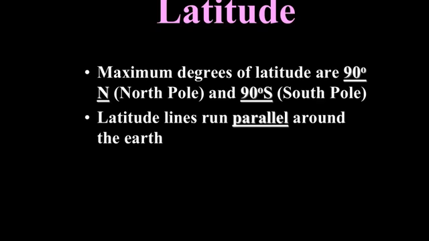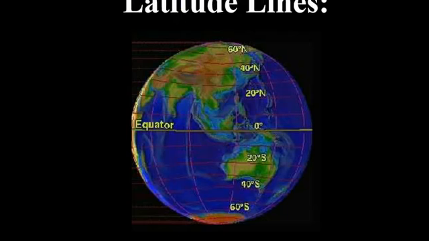Latitude lines run parallel around the Earth, which means, if you remember from your math skills, parallel lines never touch. So these lines of latitude never touch. And if you see here in this picture, the lines of latitude just run across. They never touch.